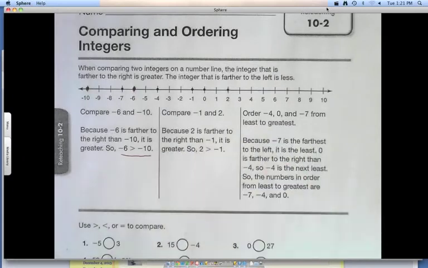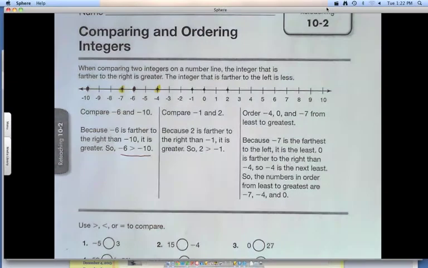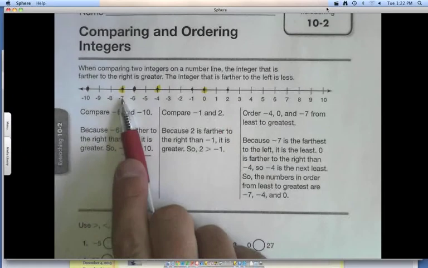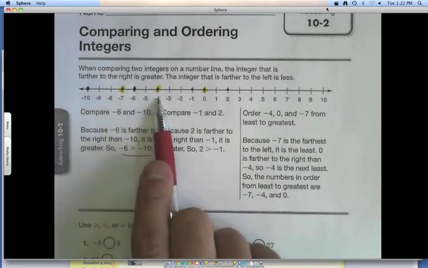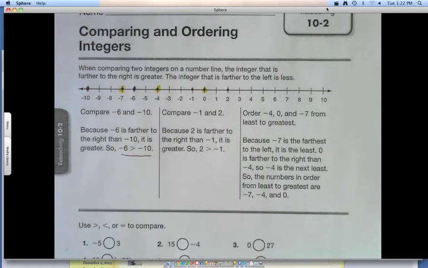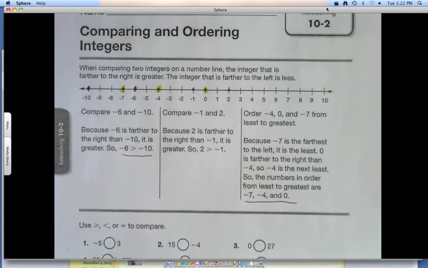And the third example gives you 3 numbers to order from least to greatest. You have 2 negative numbers, so we have -4 and -7, and the last one is 0. Again, it's a matter of looking from left to right, and you will go from least to greatest. So the smallest number is -7. The next integer would be -4, and the last integer would be 0. So again, the numbers in order from least to greatest would be -7, -4, then 0.